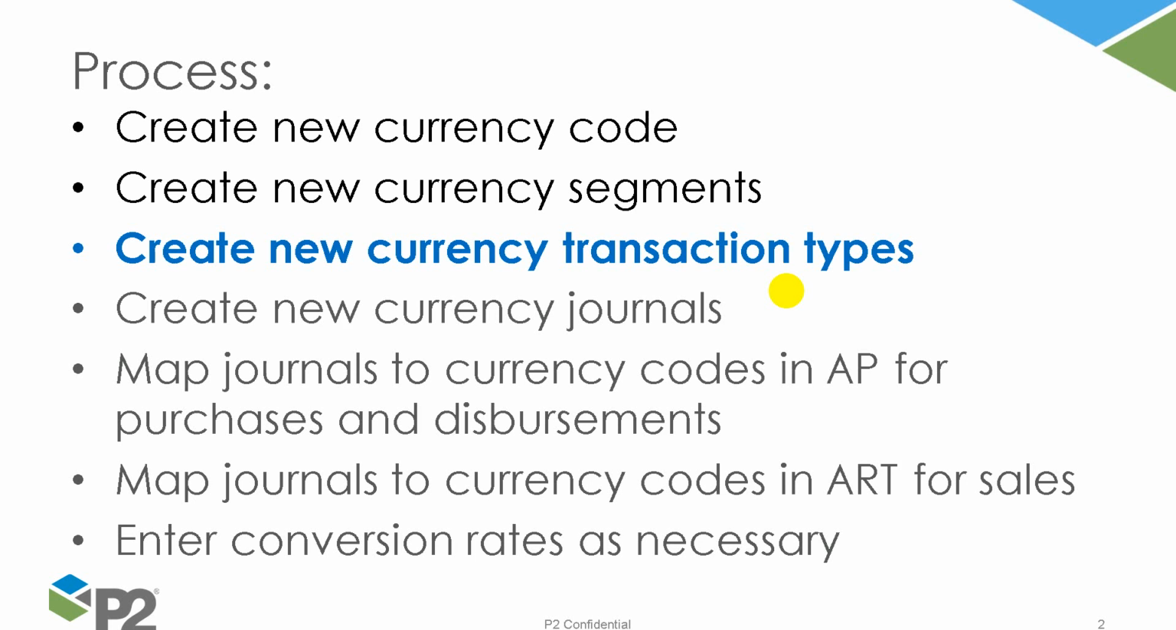So in this case, if we're going to be doing transactions that are going to be posted to the general ledger in the GBP currency, we need to set up transaction types for that GBP currency, both for source GBP, US dollar or reporting currency converted from GBP, and total GBP.